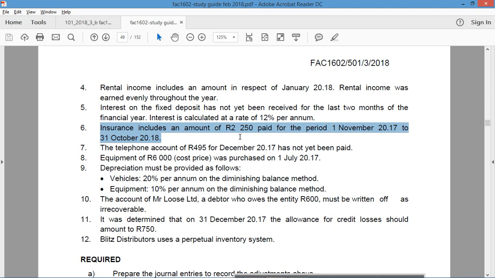2250 was paid for the period 1 November to 31st October. You only need to subtract for the 12 months. So won't it be November and December you have to account for? No, November and December you would have to keep, so you wouldn't have to adjust for it. So how many months are there? There's November, December, January, February, March, April, May, June, July, August, September, October. So that's 12 months. So you're going to have to subtract 10 months.